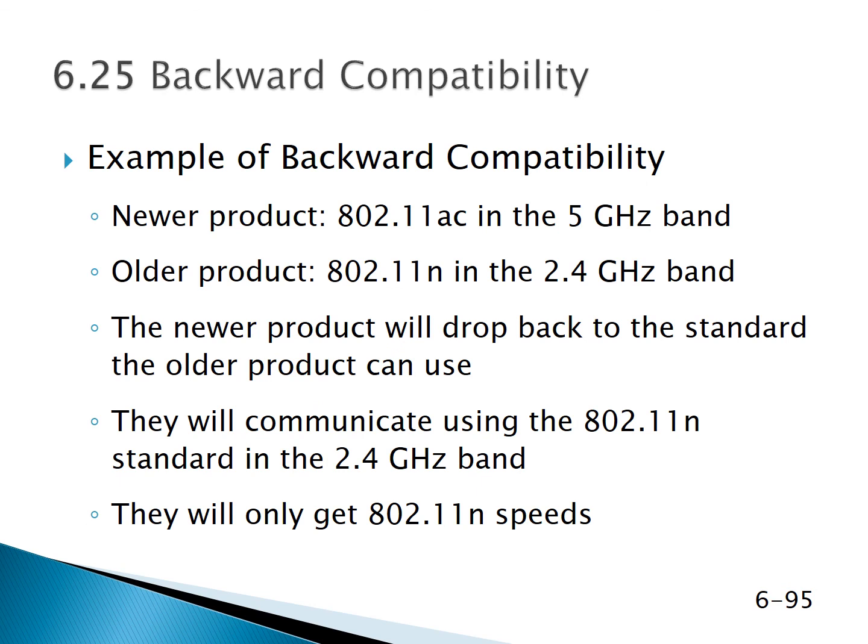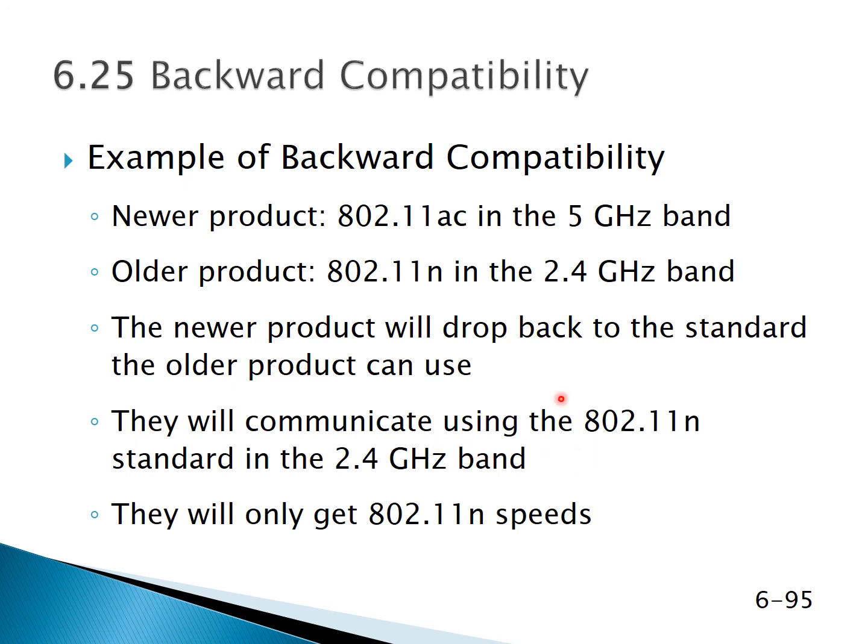So just a quick example of backward compatibility. Suppose you have a new product, 802.11ac in the 5 gigahertz band, and the old product is 802.11n in the 2.4 gigahertz band. Then the new product, in this case the AC product, can drop back to a standard that the older product can use. So that means if you buy a Wi-Fi 6 wireless access point, actually it has all the standards. It knows how to do Wi-Fi 1, that means using 802.11b and g. It knows how to do 11n, 11ac and so on. So it knows everything, so it can drop back to any earlier Wi-Fi standard. Normally they are compatible.